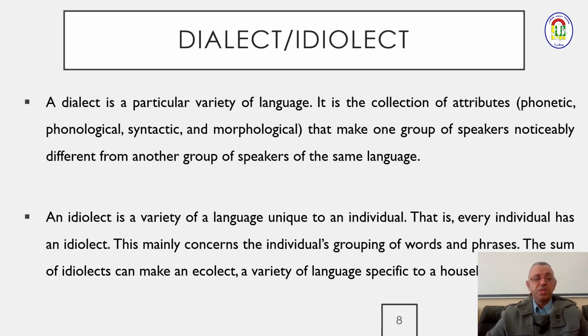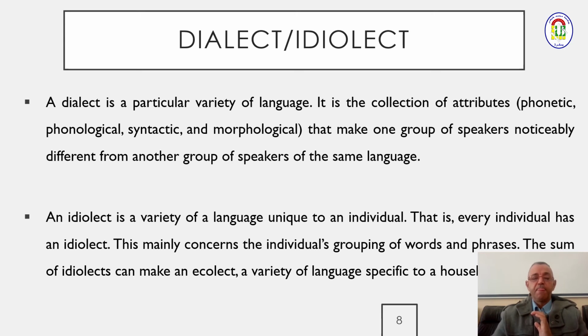Now, let's move to the second example. It has to do with the idiolect. What is the idiolect? It is a variety of a language unique to an individual. It is obvious here that every individual has an idiolect. That means every one of us has his own special language variation. Within the same family, we speak the same language, but every one of us has his or her own language variation. This is commonly known as the idiolect.